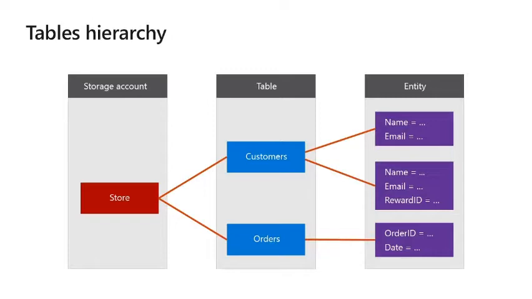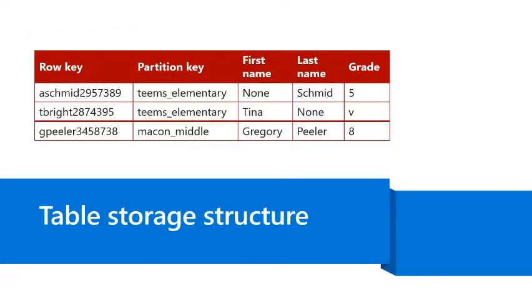Properties. A property is a name-value pair. Each entity can include up to 252 properties to store data. Each entity also has 3 system properties that specify a partition key, a row key, and a timestamp. Entities with the same partition key can be queried more quickly and inserted and updated in atomic operations. An entity's row key is its unique identifier within the partition.